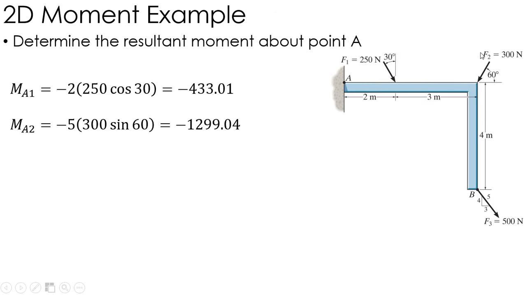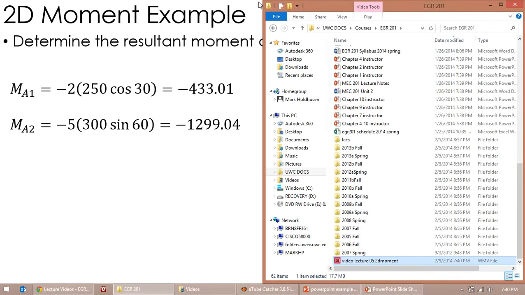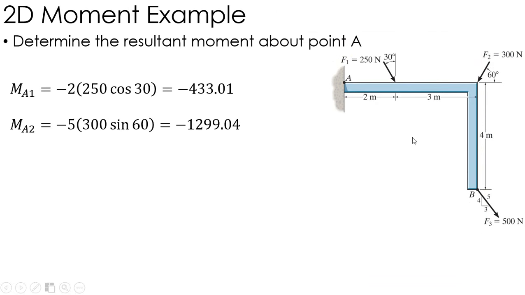That vertical component acting down here creates a clockwise rotation as well about point A. That's a negative moment about point A. 5 meters away, 300 sine 60 is the perpendicular component. So I get negative 5 times 300 sine 60. That's the moment of the 300 Newton force about point A. And that's negative 1299 Newton meters.